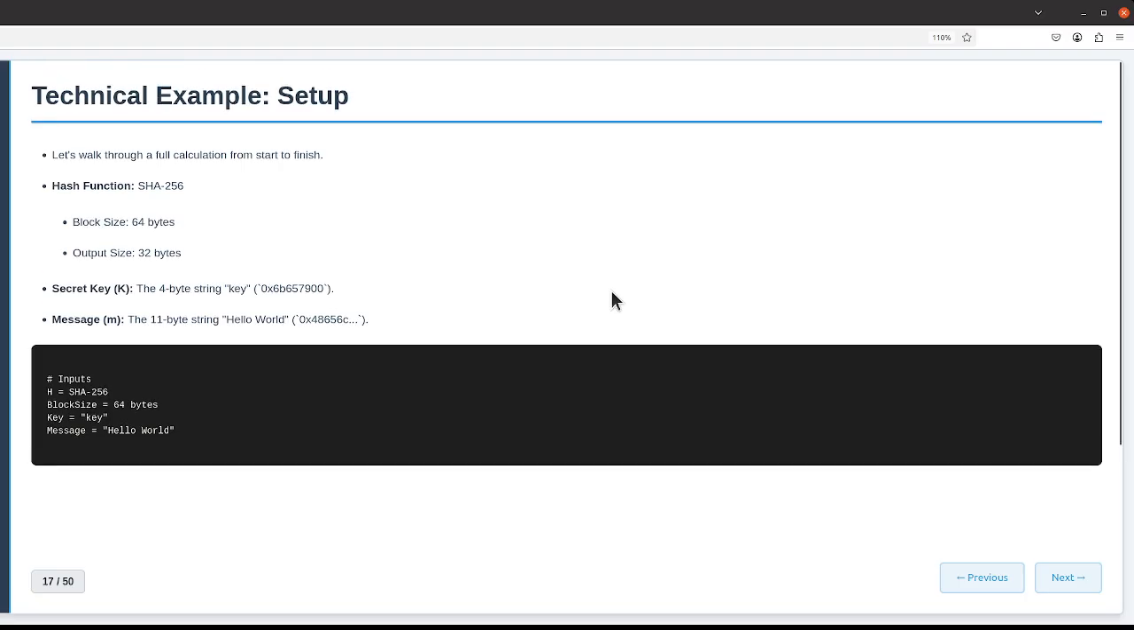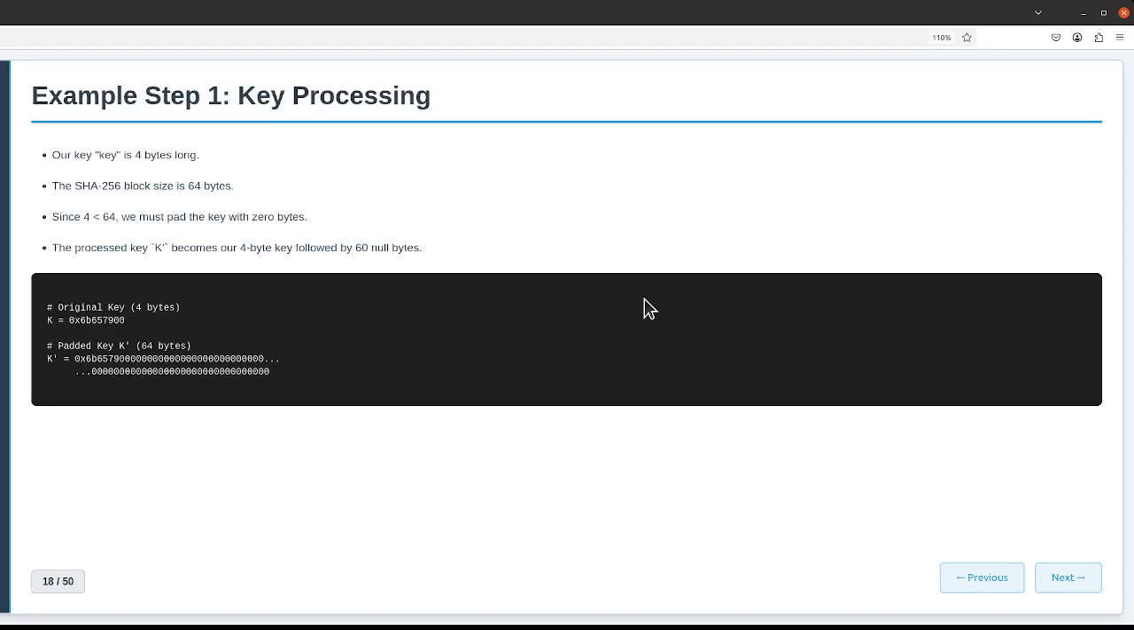Technical example. Setup. Theory is great, but let's walk through a concrete, technical calculation from start to finish. For this example, we will use SHA-256 as our hash function. This means the hash output size is 32 bytes, and critically, the internal block size is 64 bytes. We will use a very simple secret key, the 4-byte string "key". We will also use a simple message, the 11-byte string "hello world". Our goal is to follow the HMAC steps precisely to calculate the final authentication tag for this key and message.